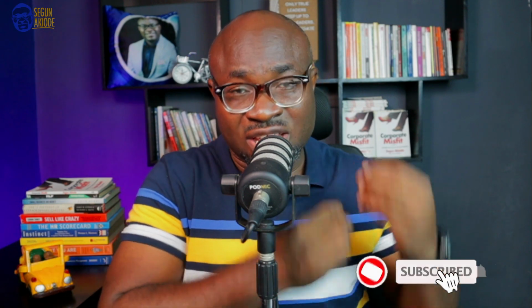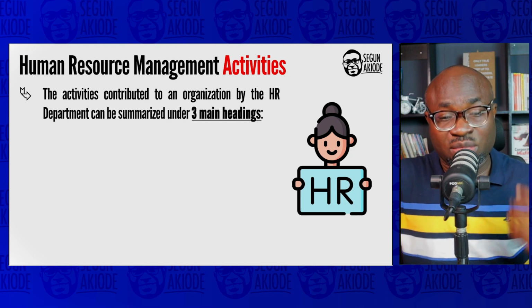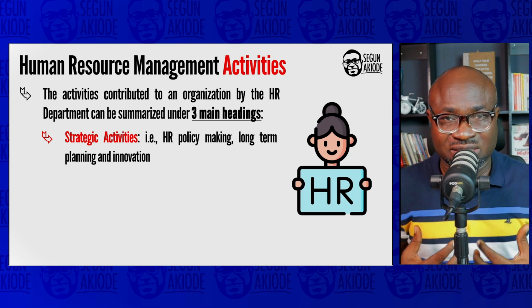When we start to consider human resource management, there are different activities that the human resource department tends to perform within an organization. These activities can be termed as the role of HR within an organization. These critical activities are summarized under three main headings. The first activity is strategic activity.